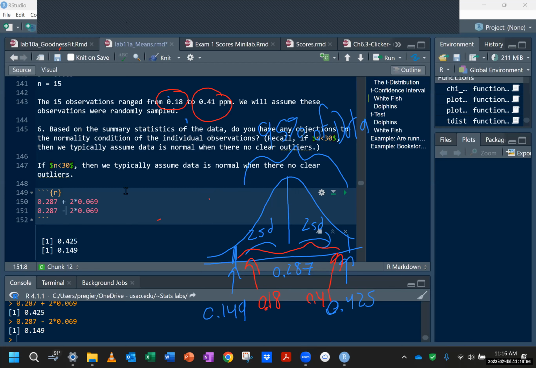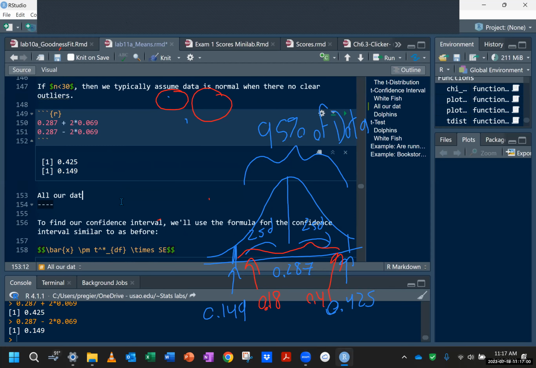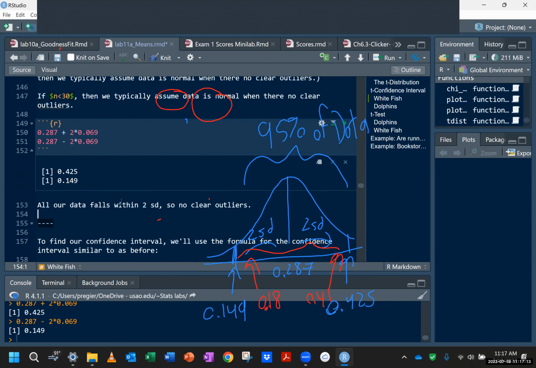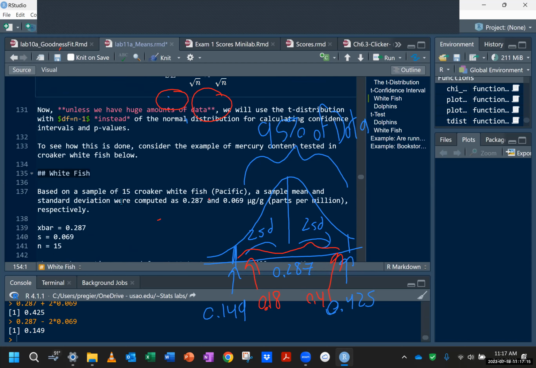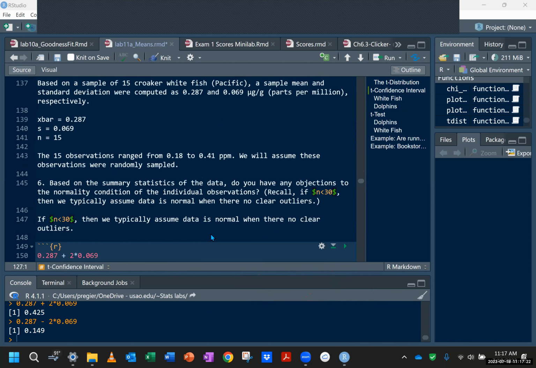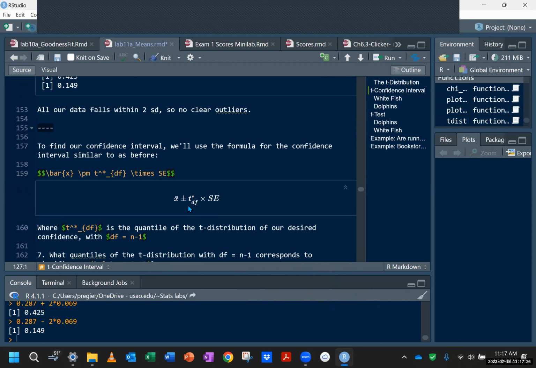So we'll use that to say all our data falls within 2 standard deviations. So no clear outliers. Then we're safe to assume normal conditions. So that's how we check our assumption if it's less than 30 here. So we've done that. We've checked our assumptions. Now we can proceed to find our confidence interval.